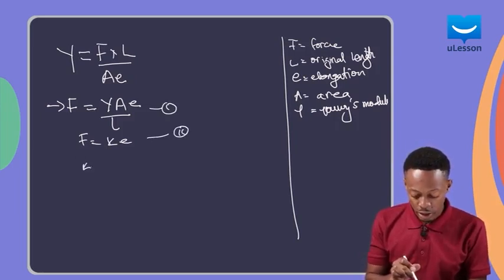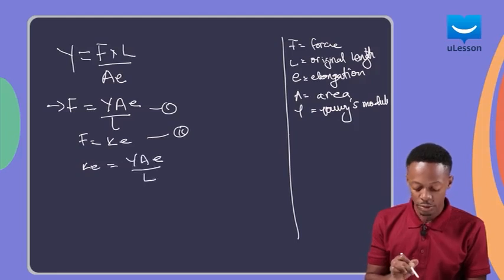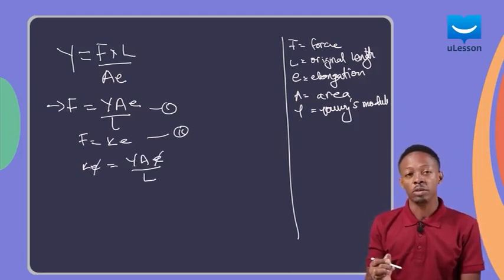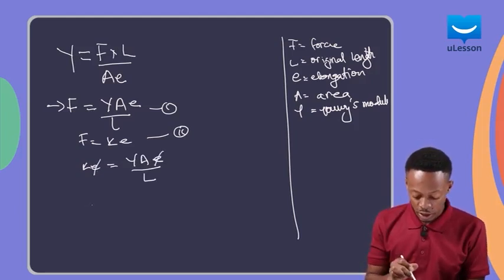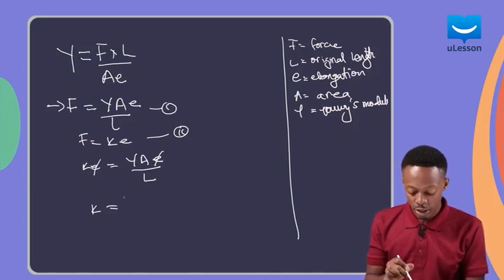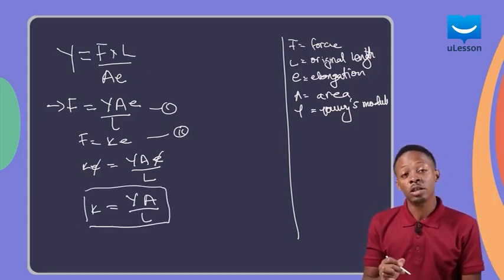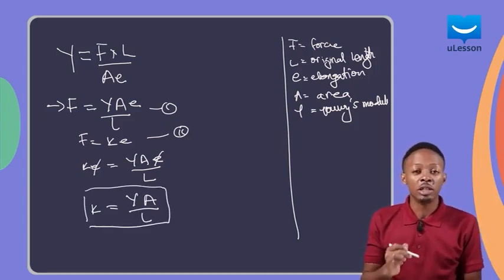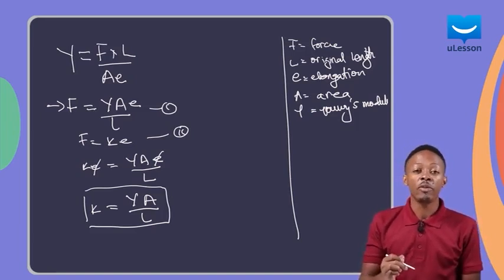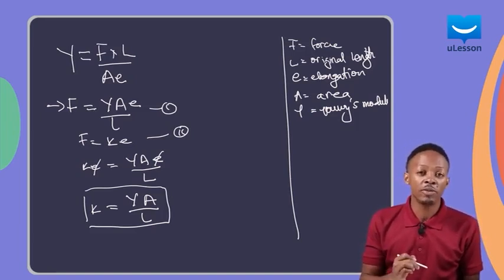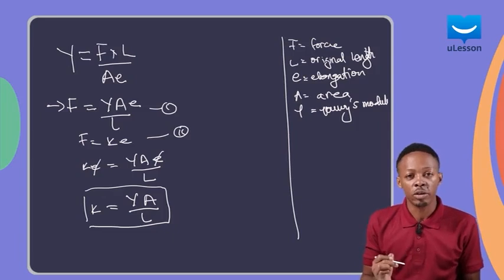So since we have two equations for F, let us relate them to each other. So we have KE is equal to YAE over L. We have E on both sides, so those two will cancel out, which gives us K, which is the force constant, is equal to Young's modulus times area divided by L. And this is an equation that relates these two properties. So if you have the Young's modulus, you can find the stiffness constant, or the other way around.